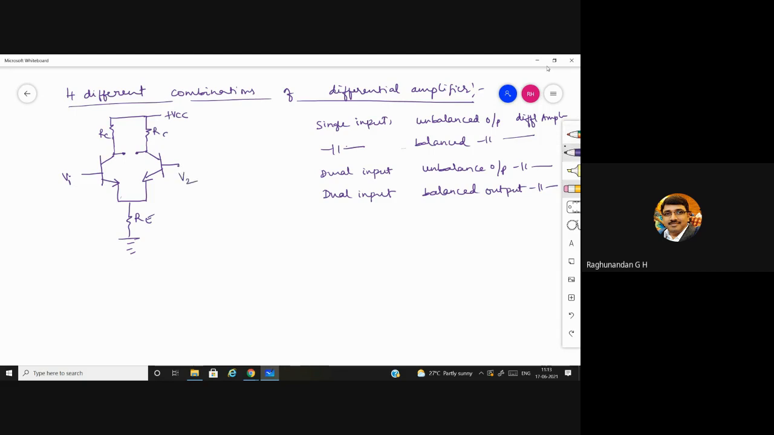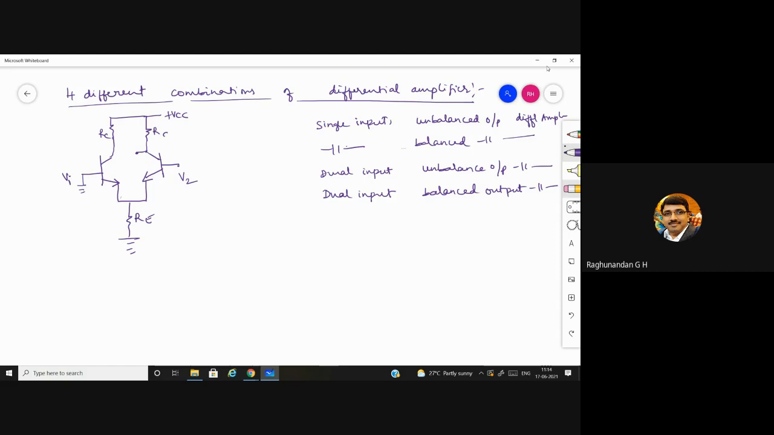Now, dual input, balanced output. Now, dual input, unbalanced output. Yes. Okay. Now, single input, unbalanced output. Okay. This is how we have four different combinations of differential amplifier.